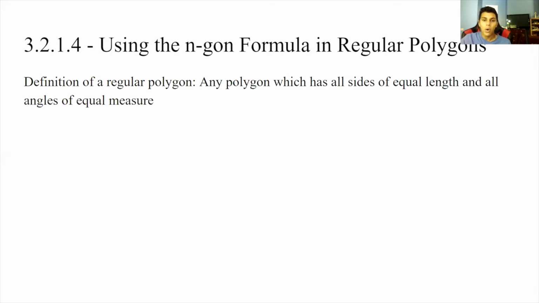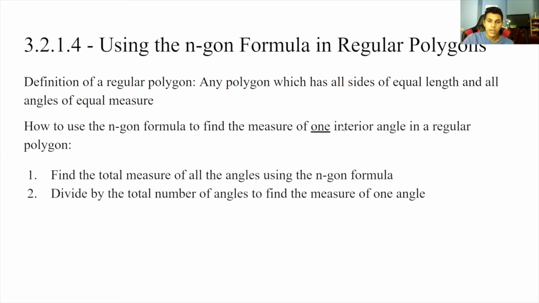Now, because they have all angles of equal measure, you can actually do something special with the N-Gon formula in regular polygons. And here's how it works. You can find the measure of one interior angle in a regular polygon by finding the total measure of all the angles in a shape using the N-Gon formula, and then dividing by the total number of angles to find the measure of one angle in that regular polygon.